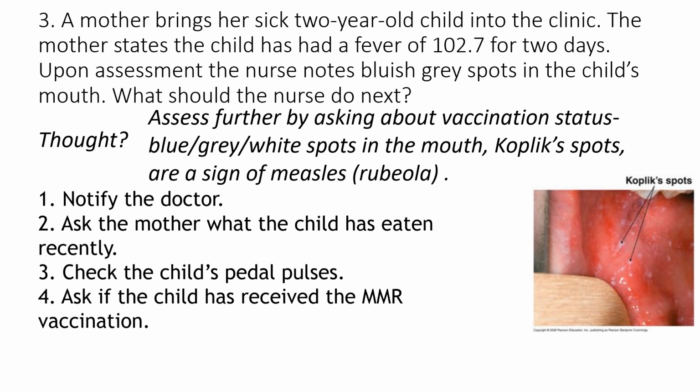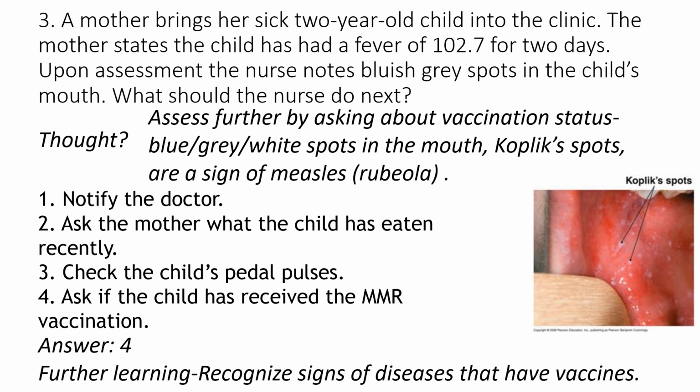If you did know that those bluish-gray, kind of white spots in the mouth are called Koplik spots and are a sign of measles or rubeola, you would have had an advantage in this question. And in the picture, there's a picture of Koplik spots there. So in the further learning, it is a good idea when you're studying these pediatric immunizations to also know what those diseases present like, so that you can catch it in a child that might not have gotten that vaccine.